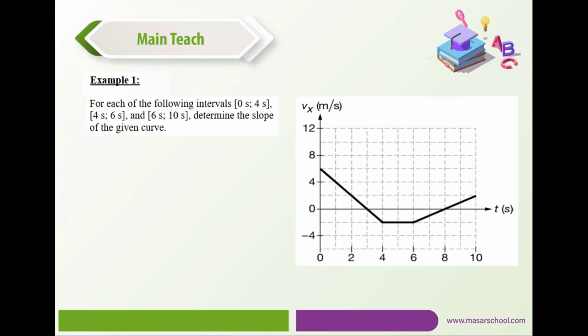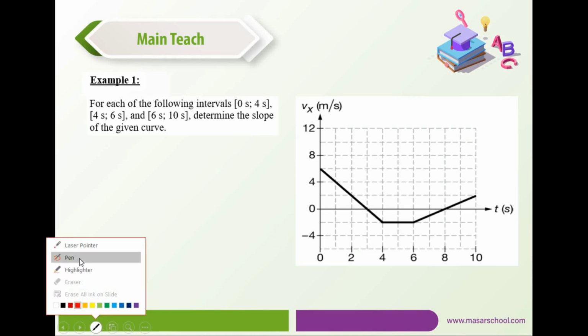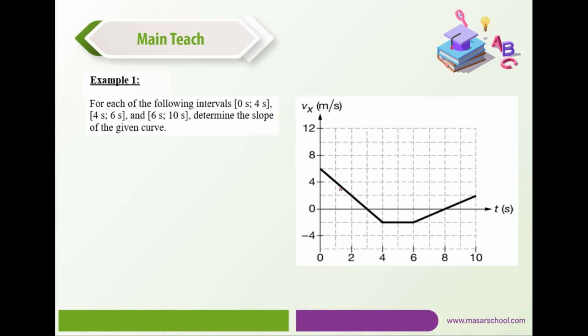Now let's take a look at the following example. Example 1. For each of the following intervals, 0 to 4, 4 to 6, 6 to 10, determine the slope of the given curve. Why have we divided this curve into the following intervals? The thing is that for each interval 0 to 4, 4 to 6, 6 to 10, the slope of the curve changes. I didn't correlate the slope with any physical quantity. Later we're gonna do that. This example is just to demonstrate how you can calculate the slope in an efficient way.